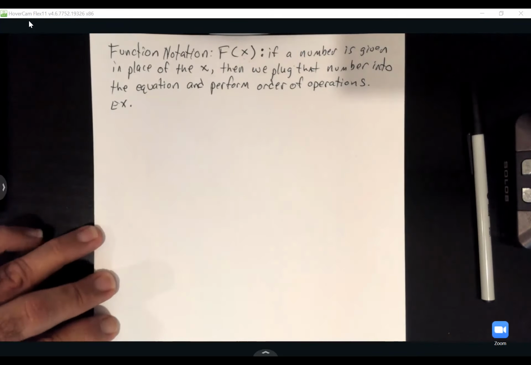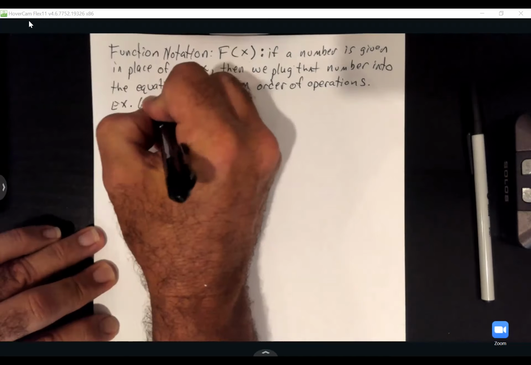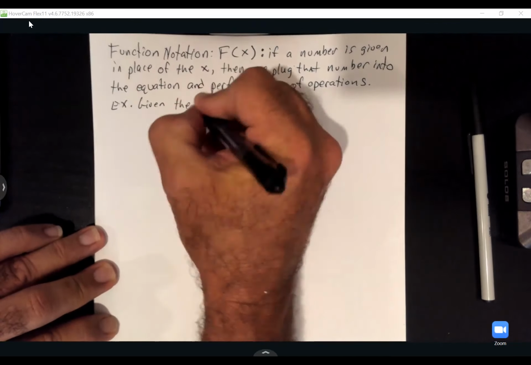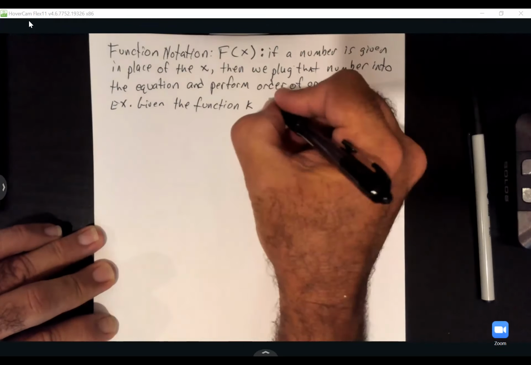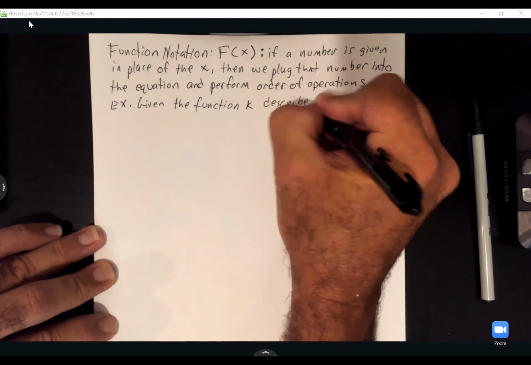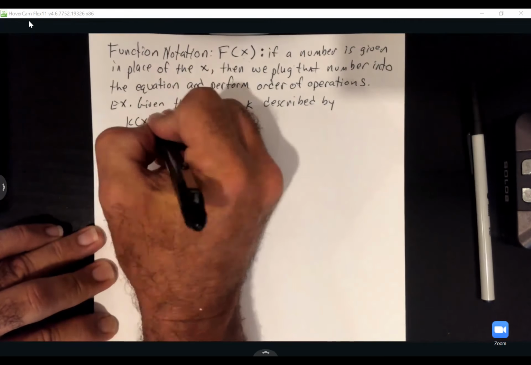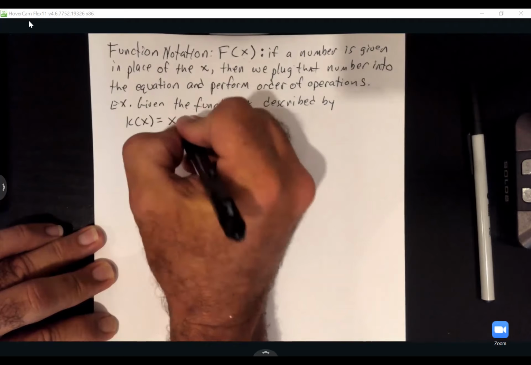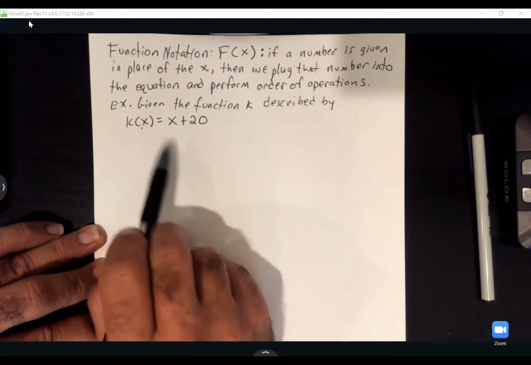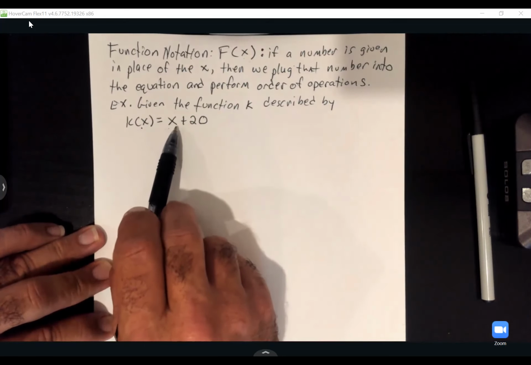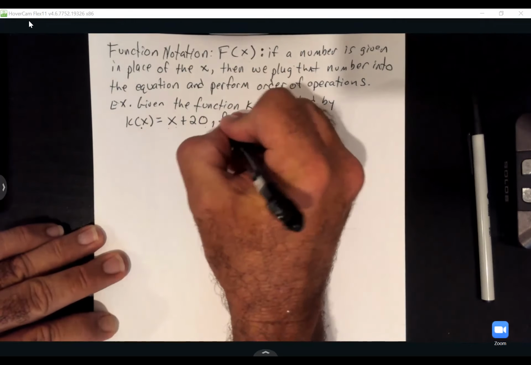So watch this example. Given the function k described by k of x equals x plus 20. So k of x is letting me know I got a function, and the function is I'm going to take whatever x I get, add 20 to it. They want us to find each of the following.